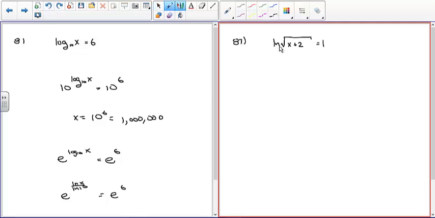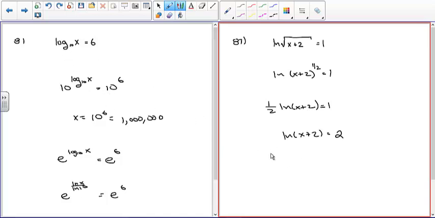Okay. So here we have the natural log of the square root of x plus 2 equals 1. So again, we need to get this outside of there. So the first thing we'd probably do is rewrite the square root as to the 1/2 power. So we do that, and then you can bring the 1/2 out. And then we could multiply both sides by 2, so we get this.